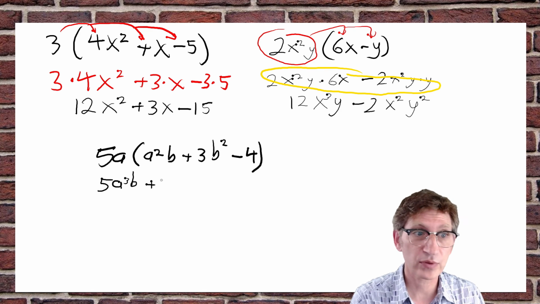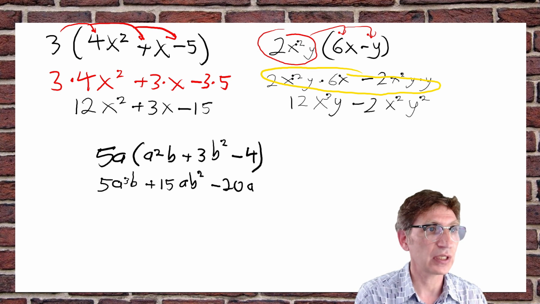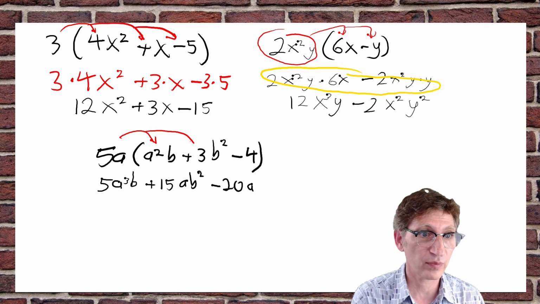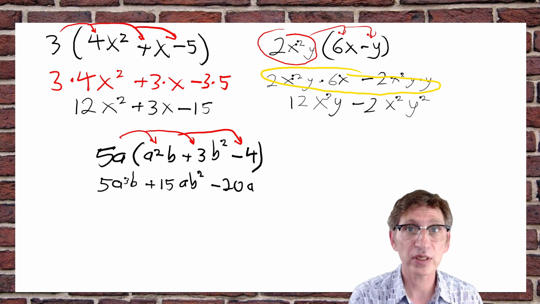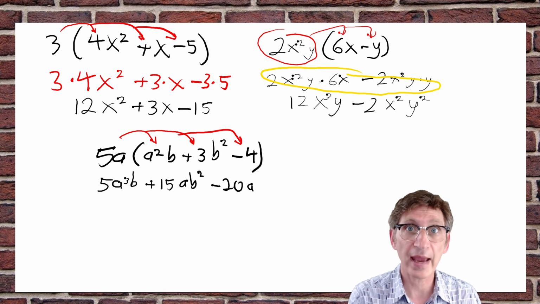Plus, 5 times 3 is 15. I have an a and a b squared, so there's no a in the middle term in a power, and there's no b in the outside term, so it's just 15ab squared. And then finally, 5a times negative 4, negative 20a. So I hope what you're noticing is that multiplying a monomial times a polynomial, no matter how many terms it has, is just an extension of the distributive property, and it uses the properties of powers, multiplying powers with the same base. We multiply powers with the same base, add the exponents.